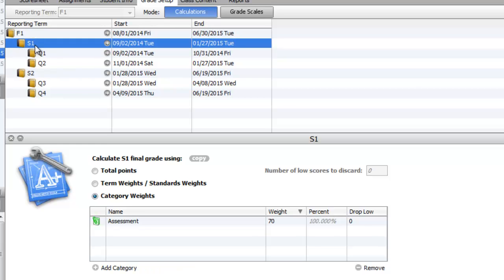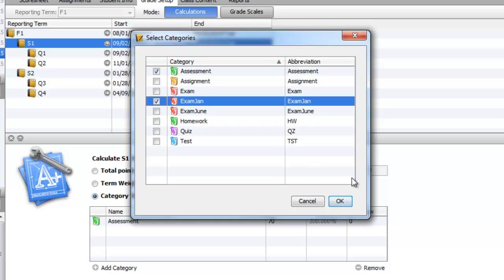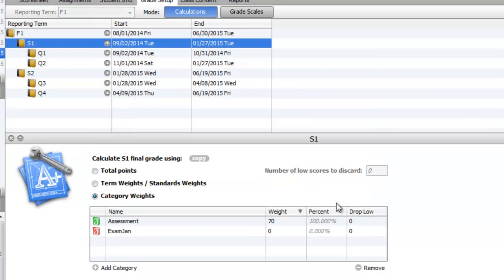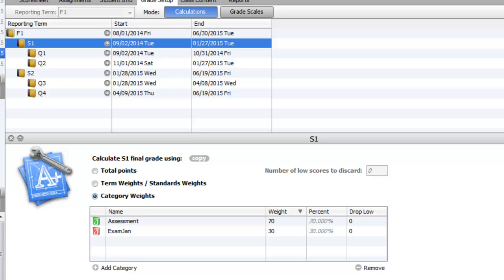However, S1 is the final mark in January. And in January you're given an exam. So I'm highlighting S1 and I'm going to add my January exam mark. And I'm going to give it a weight of 30. The reason I'm giving it a weight of 30 is because I've only given one exam up to this point.